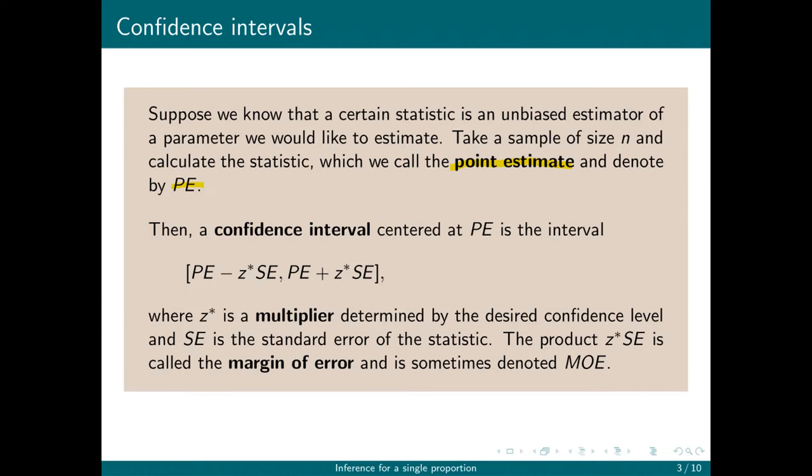This number Z star is called a multiplier, and it's determined by the desired confidence level. So how confident do you want to be that your interval contains the true parameter? And this number SE is the standard error of the statistic, in other words, the standard deviation of the sampling distribution. The product of these two numbers, Z star times SE, is called the margin of error and is sometimes denoted MOE.